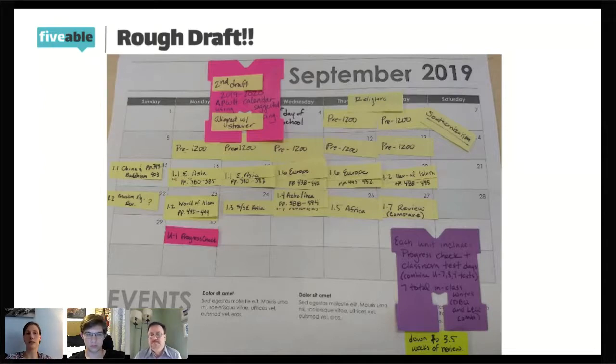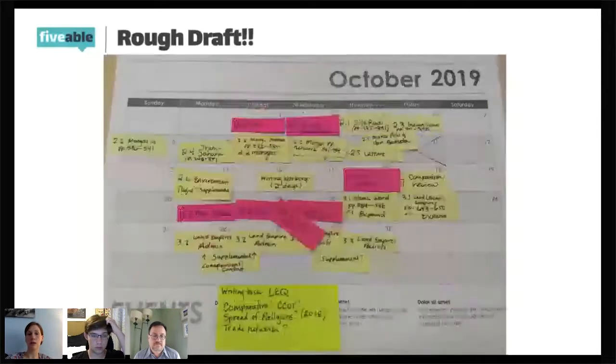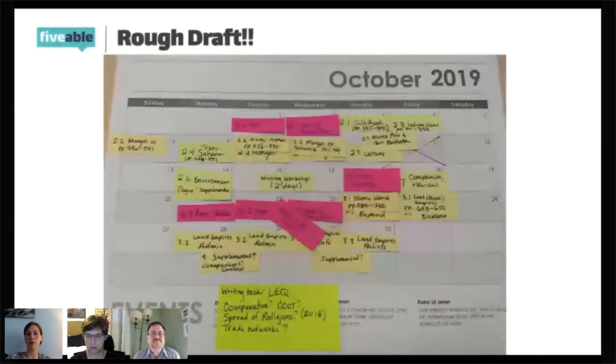You can see in September there that there's a couple of sections that I've marked that I don't have page numbers with, because the textbook doesn't have good readings about those regions of the world. But the College Board has reminded me that I need to really teach those. So I got to figure out what I want to do with those. October isn't a whole lot different. Some places where I'm noticing there needs to be some supplemental work, some supplemental reading.